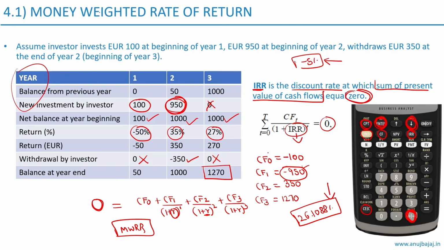So this is how the money weighted rate of return considers the impact of cash flows and deals with the actual rate of return that the investor earns.